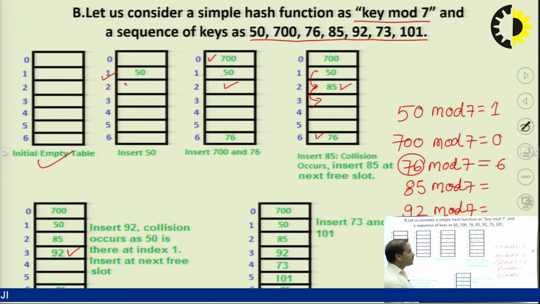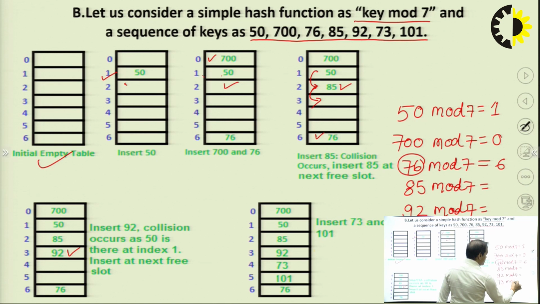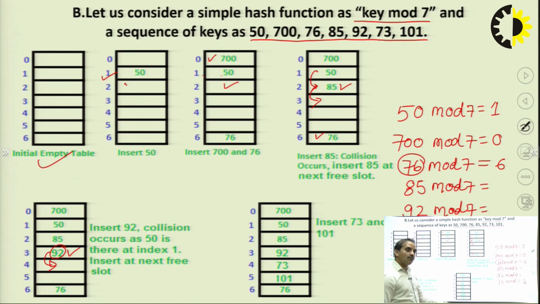Now we compute 73 mod 7. The remainder is 3. The element should be stored at location 3, but 3 is already occupied. We move on to location 4. We insert 73 at the fourth position, and so on. We insert 101 at location 5. This is the method through which we insert the given elements in the data structure.